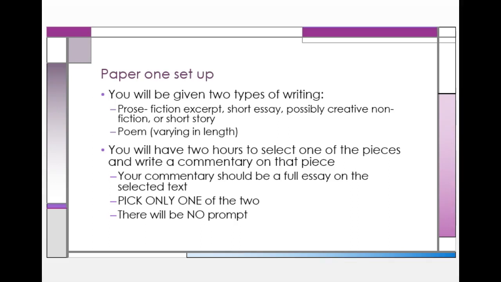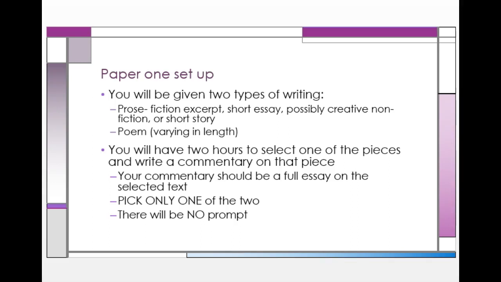So paper 1 setup. You'll be given 2 types of writing. First you'll have a piece of prose, so a fiction excerpt. It could be a short essay, it could be something creative nonfiction, or a short story. But it will be between 1 to 2 pages of text. And you'll also be given a poem. And the poem could vary in length. It could be very, very short, or it could be a little bit more lengthy.